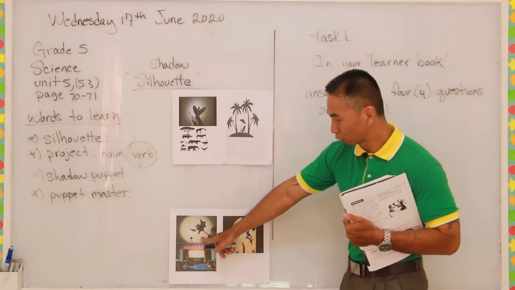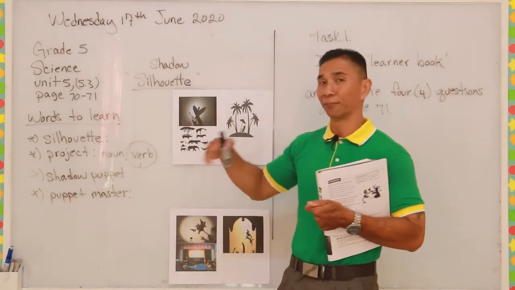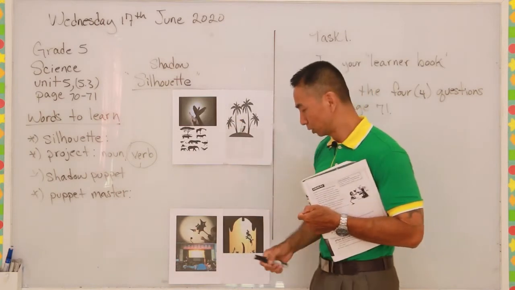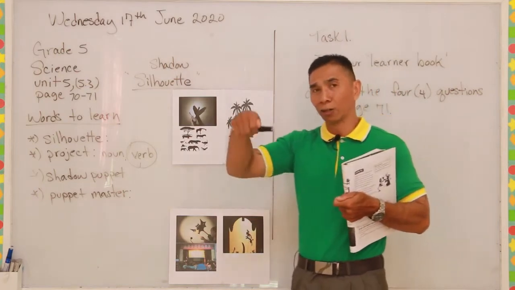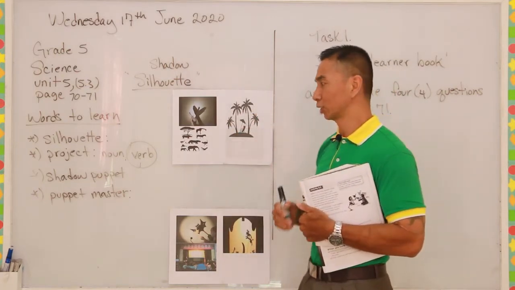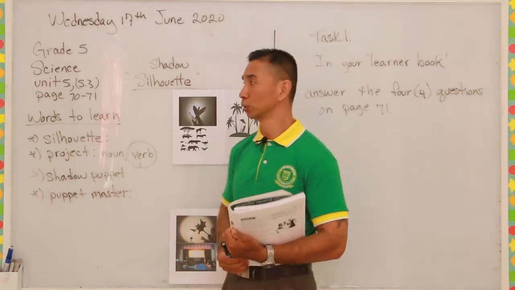Just like this kid, he's holding the bat. He is the puppet master, so he controls how the bat flies or what the bat does, and how the cow moves. And someone might be holding the cow, and someone else might be telling the story of the cow. So that is the puppet master, the one who controls the puppets.